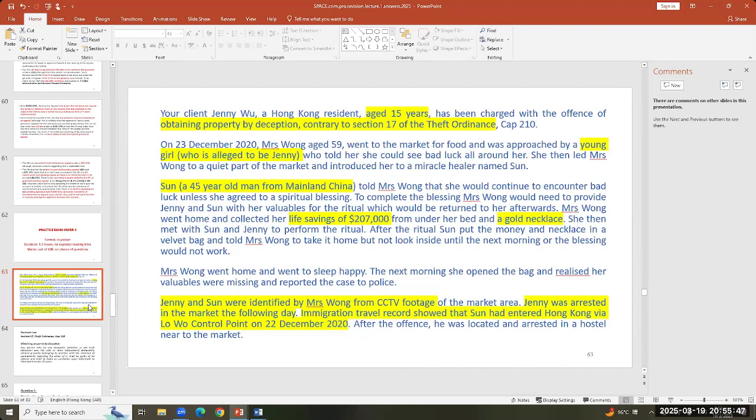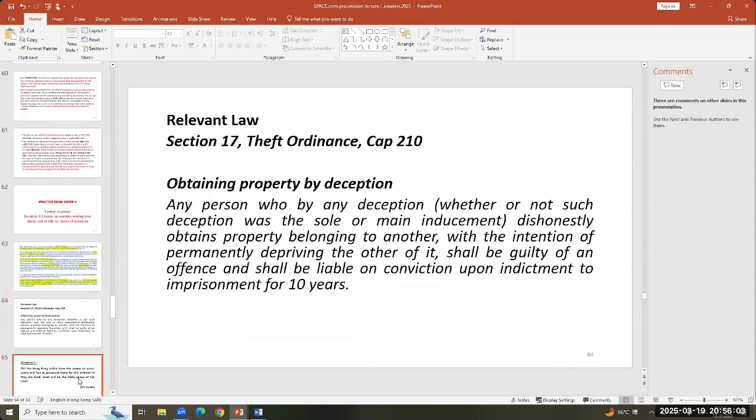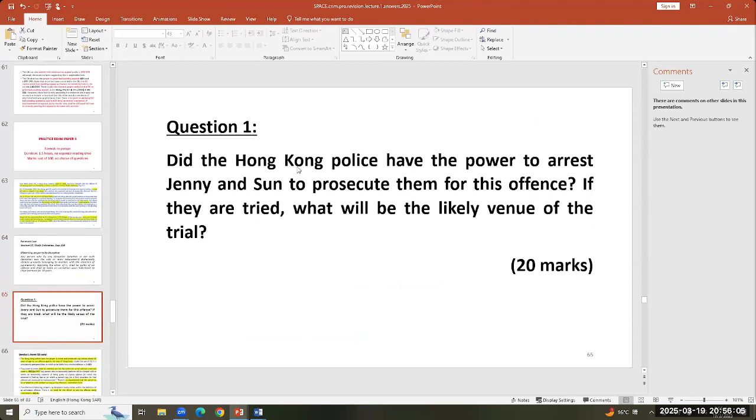So that's going to be an aggravating factor. All right. You're given this section here. So we see it's an indictable offense, liable on conviction or indictment to imprisonment for 10 years. Okay. Did Hong Kong police have the power to arrest Jenny and Sun to prosecute them for this offense? If they're tried, what would be the likely venue of trial?